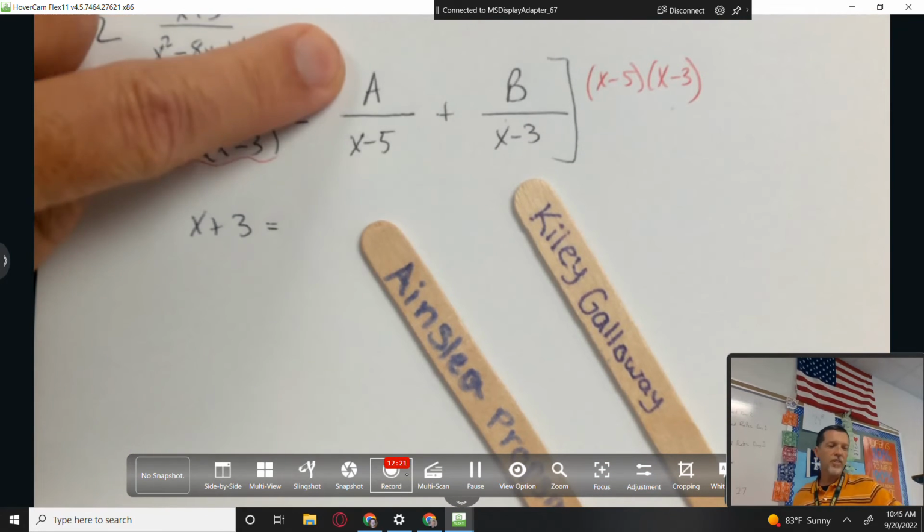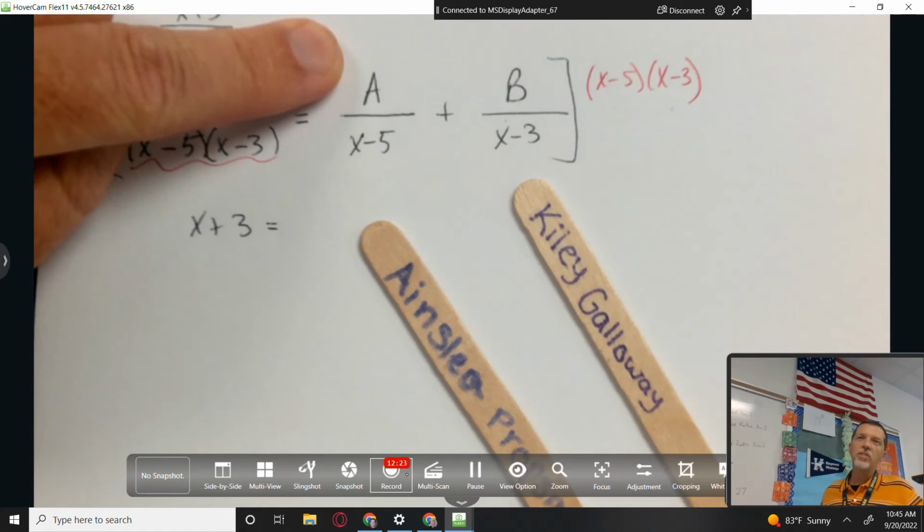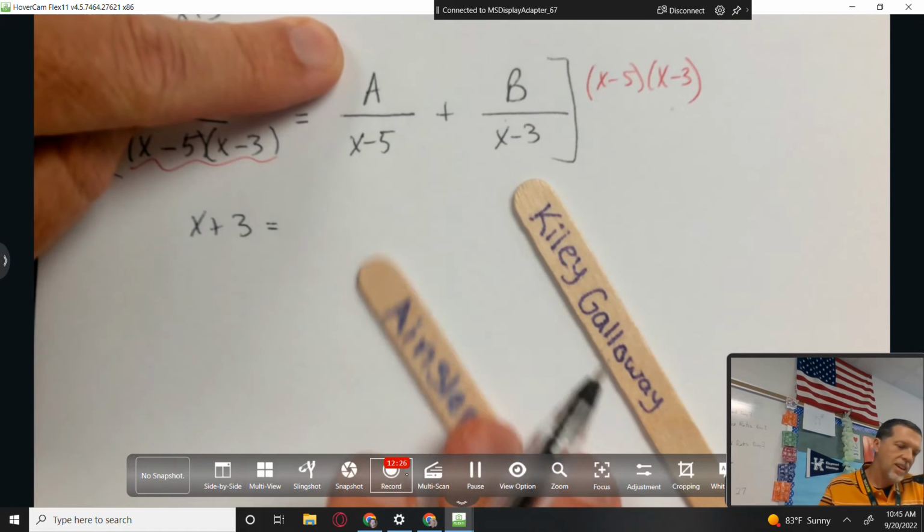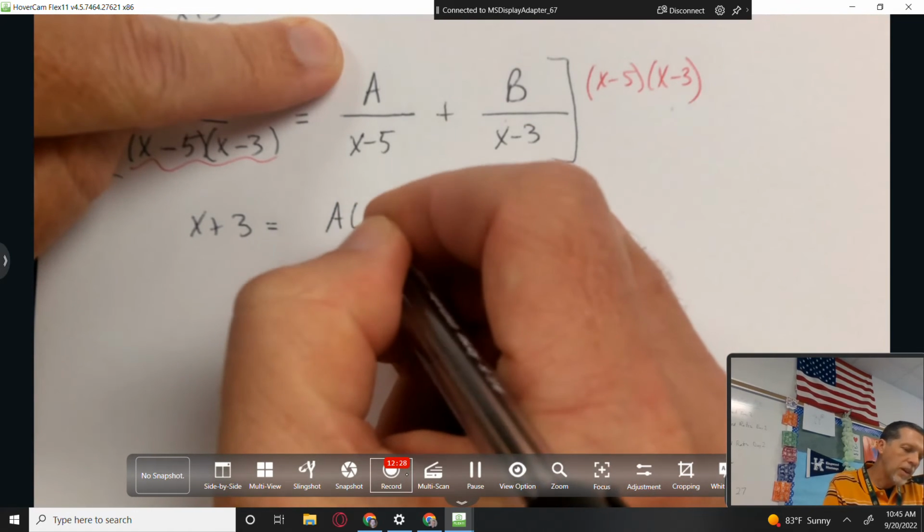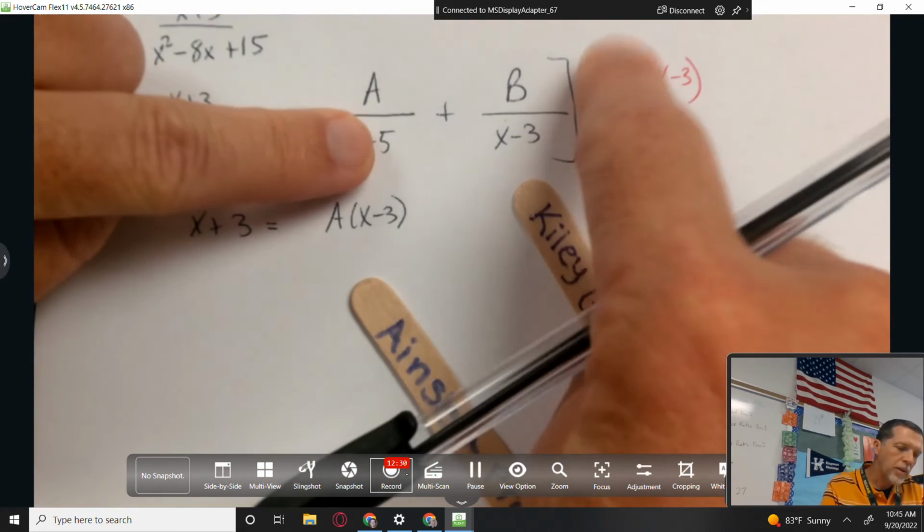Ainsley, on this second term, what's left? Good. A times x minus 3 because the x minus 5's canceled.